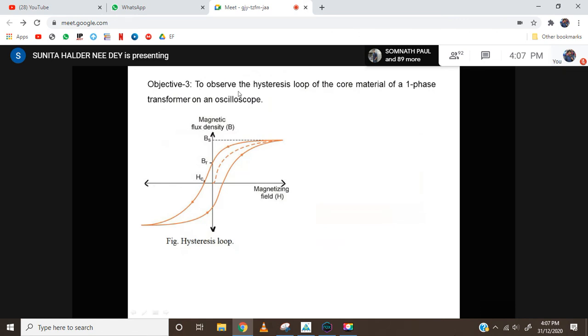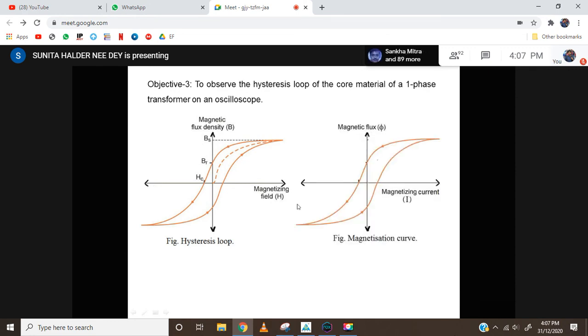Next run is to observe the hysteresis loop of the core material of a single phase transformer on an oscilloscope. What is hysteresis loop? In theory, on the x-axis we put H, on the y-axis B, then we plot the BH curve. For different values of H, we put the B. Now the BH curve is the same as the phi-I curve. So this is called the hysteresis loop. This is called the magnetization curve. The nature of the curve will be the same, but the scale will be different, obviously.